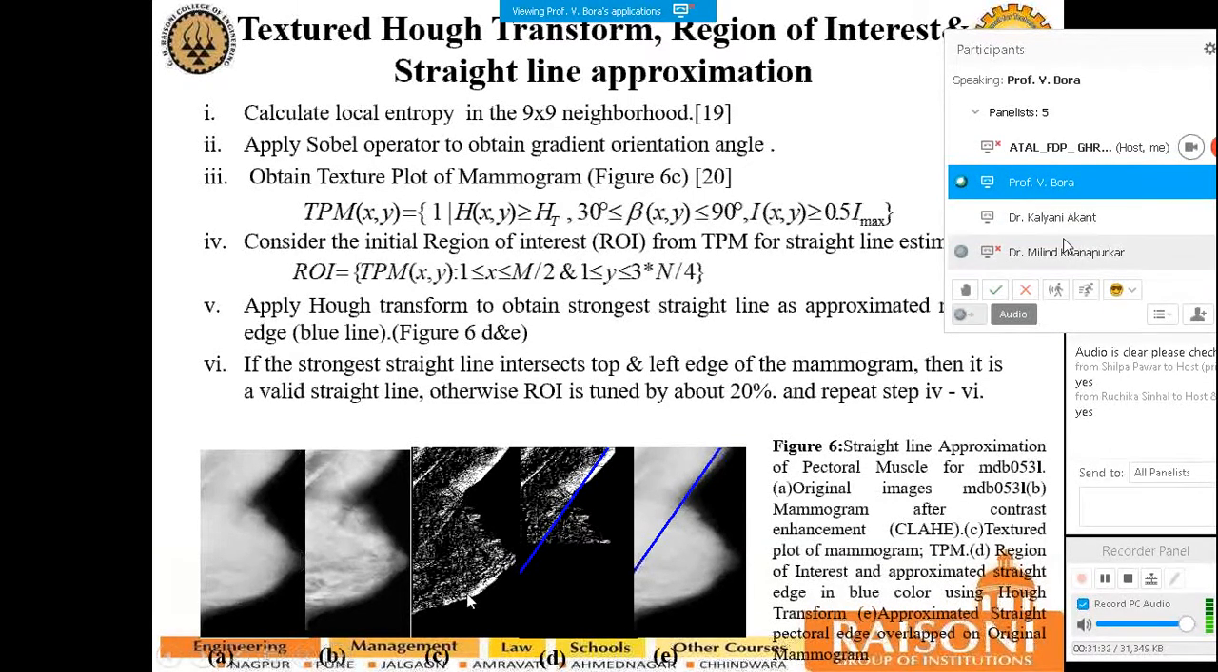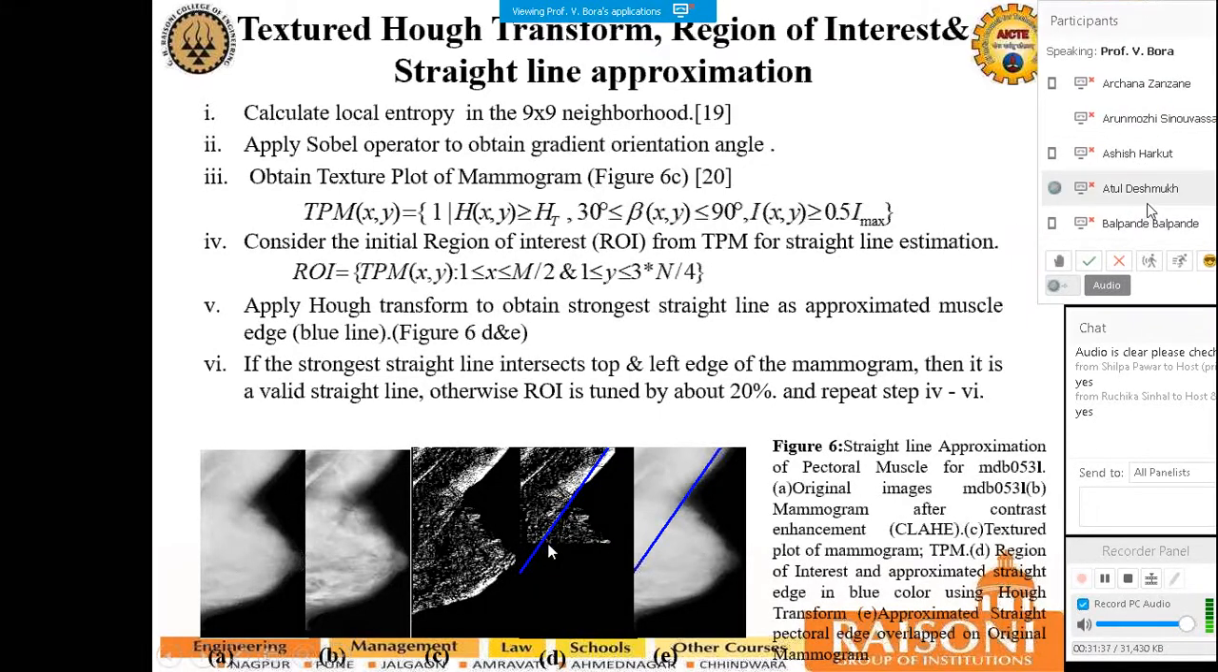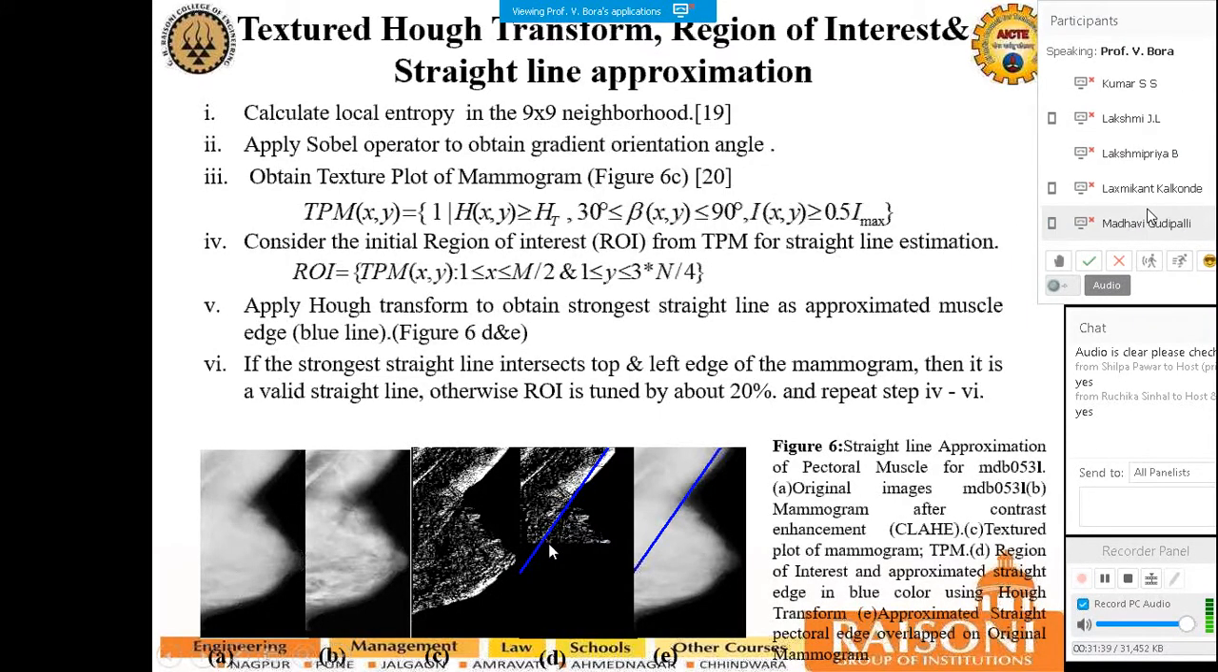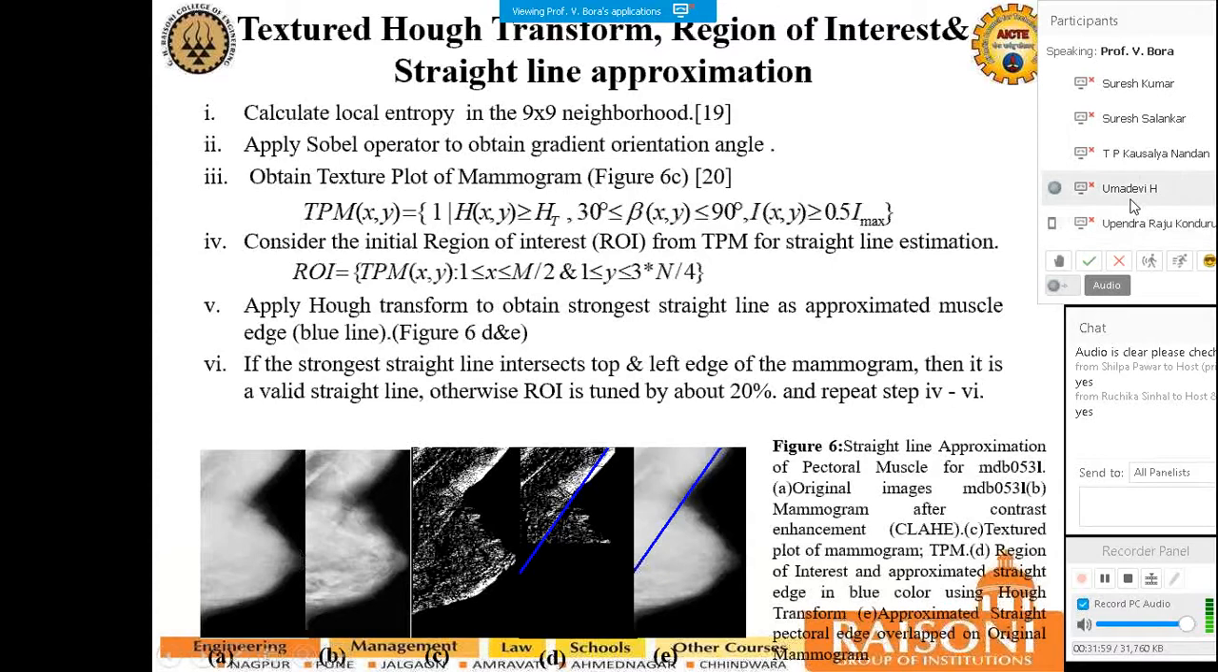So instead of working on the original mammogram, we developed this textured plot, and then on it we applied the Hough transform. The Hough transform detects straight lines. It is given in Gonzalez also. So the straight line was detected with the help of the Hough transform applied to this TPM, and this line was overlapped on the original mammogram. So the first point was to detect the straight line.